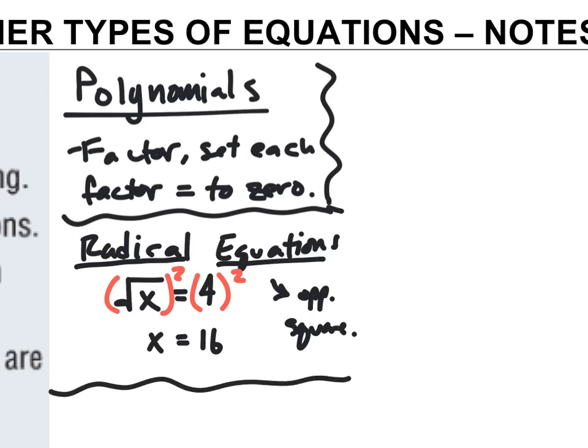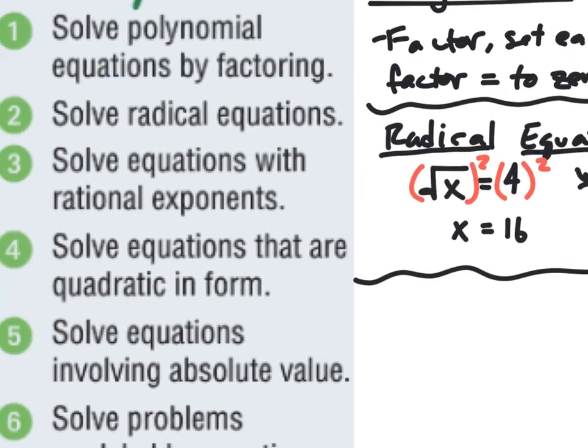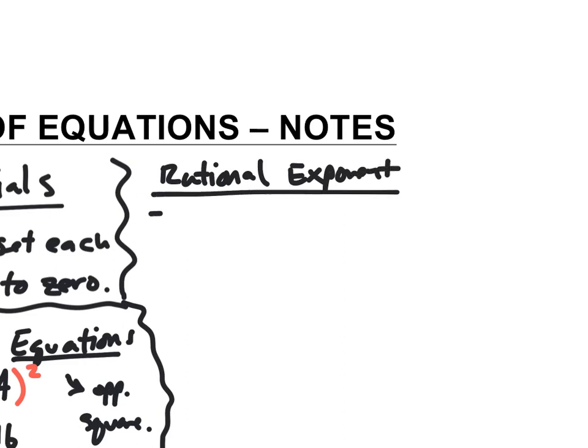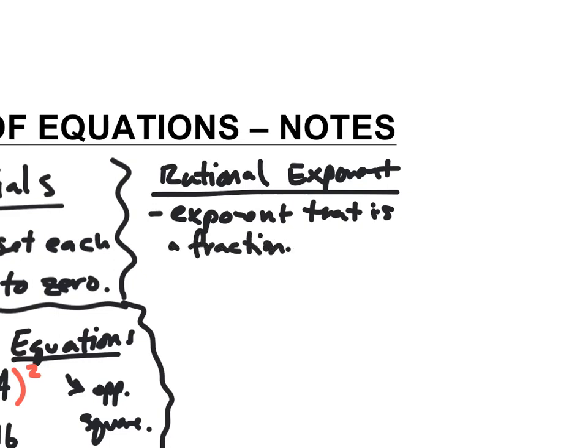Now, let's talk about rational exponents, okay? I'm going to do that up here. A rational exponent is an exponent that's a fraction. All right, and let's just say that I have x to the 3 halves is equal to 8. Okay, and we'll probably come across this exact same problem at some point. But I want to talk about how I solve this.